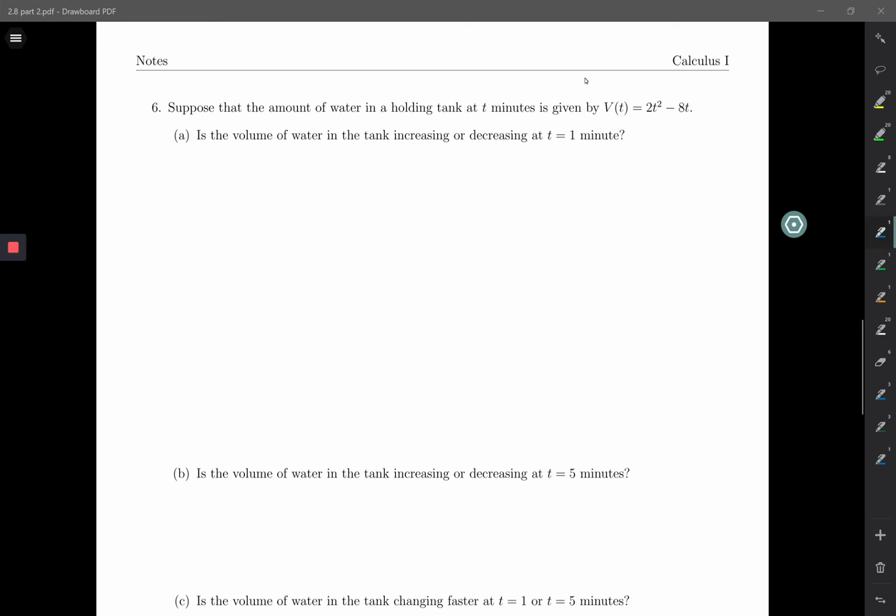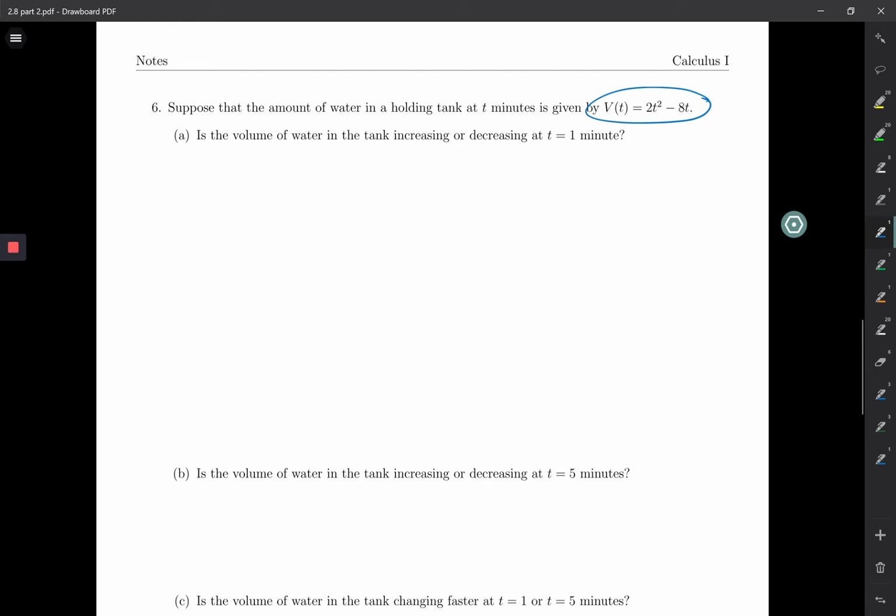Okay, so here we have an example of using those relationships that we talked about between a function and its derivative, but not graphically. Here we're given the equation of a function. We have an amount of water in a holding tank, and this function tells us the volume, or the amount of water there. It asks us to figure out whether the amount of water is increasing or decreasing at a particular time.